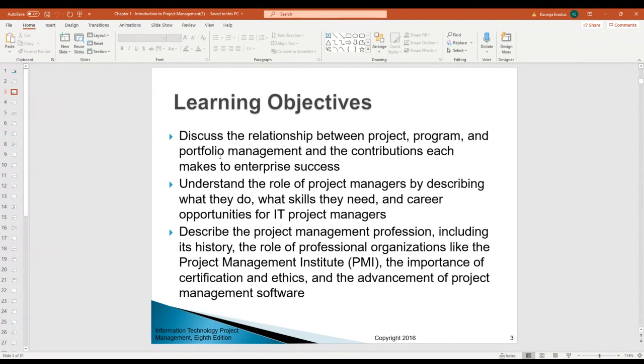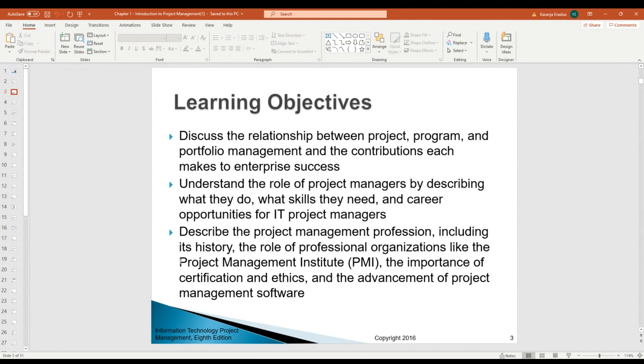They usually have questions that will ask you for the difference or relationship between a project, a program, and a portfolio. And we look at that. We look at what project managers do and some of the opportunities that are available there. And of course, we look at the profession of project management.